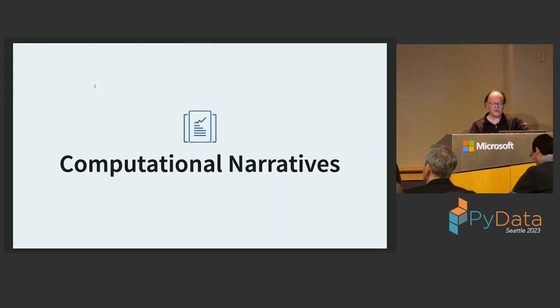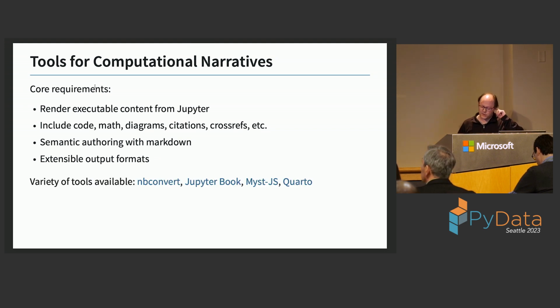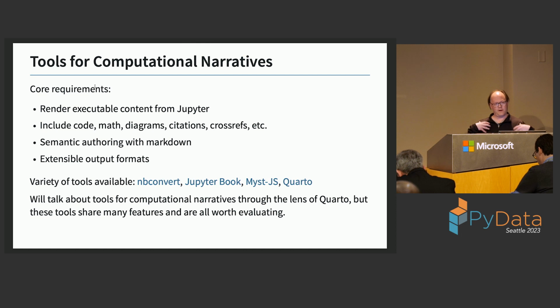So first, how do we support computational narratives? Well, the core requirements is kind of what I just described. You've got to be able to render executable content from Jupyter. You've got to be able to include these kind of technical content types. You've got to be able to then take Markdown and turn it into a lot of different output formats. Quarto does this, but it's not the first tool to do it. In fact, there's a tool called nbconvert that's been around since the dawn of Jupyter, I think, that does this sort of thing. And then there's also a couple newer projects, Jupyter Book and MyST.js, that also do it. So in this talk, I'm going to focus very much on tooling for computational narratives through the lens of Quarto, but it's important to know these other tools exist. They share a lot of the same features, and they're definitely all worth taking a look at.